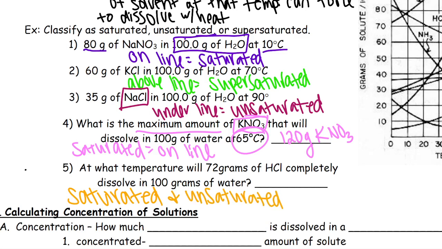So I think maybe it should say temperatures, because I would say that this needs to be a range of temperatures that would allow that solute to completely dissolve in the solvent. So saturated and unsaturated solutions would both have completely dissolved solute in them.